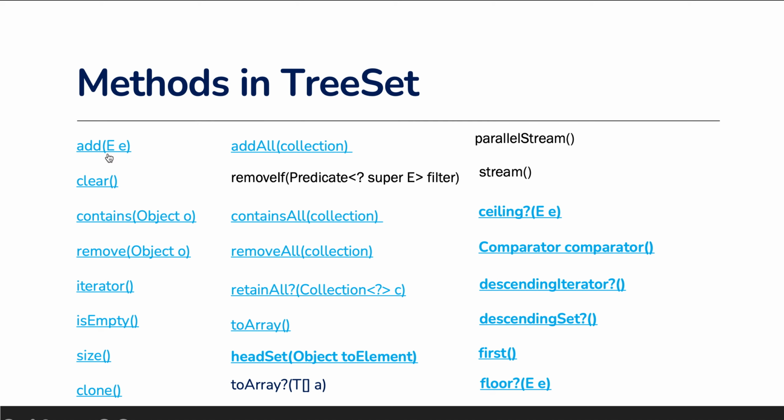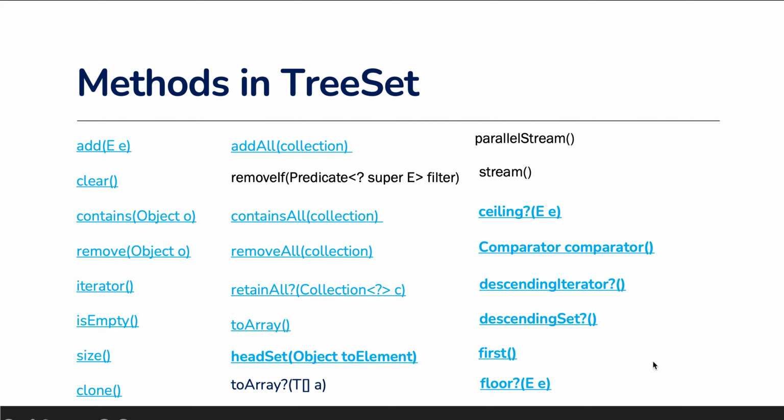Like add, if you want to add an element; addAll, if you want to insert multiple values; clear, removeIf, containsAll, removeAll. As the names themselves suggest, add means we want to add an element, addAll means we want to add multiple elements, clear removes the elements, and if we want to check whether an element is available inside the TreeSet or not, then we can use the contains method. containsAll is similar to contains: if you want to check whether multiple elements are present inside the TreeSet or not, then we can use this one.